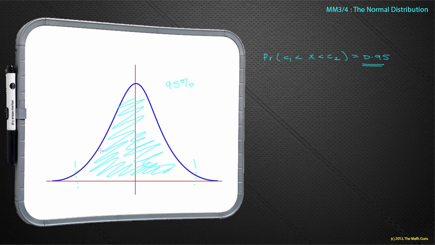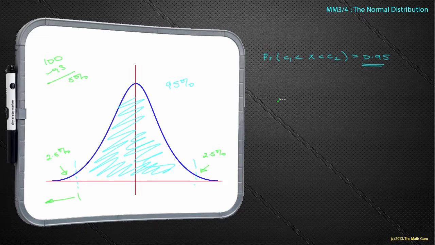Well, 100 minus 95 gives me 5%. So I now know the data in this end and this end must be 5%, or I've got 2.5% in each tail. All right, well, if I've got 2.5%, I can now find the value here that will give me 2.5% of my data. How do I do that? I use my inverse normal. So what values do I put in?